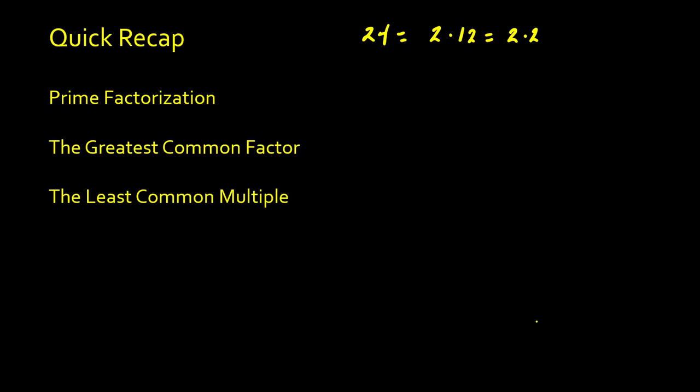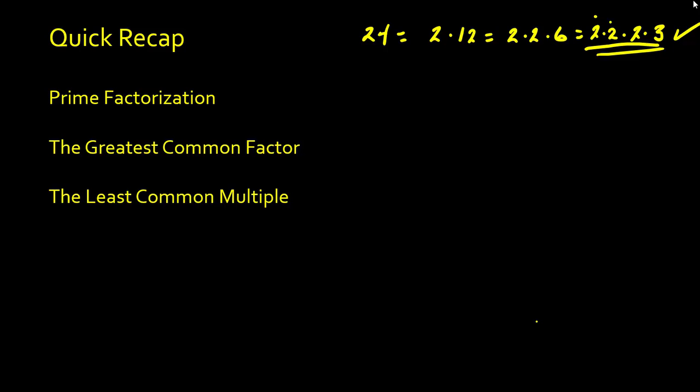And 12 divided by 2 is 6. 6 is an even number. I'll do the same thing. 2 times 2. 6 can be factored into 2 times 3. And those are our prime factors. Let me check. 2 times 2 is 4, times 2 is 8, times 3 is 24. So that's a check.